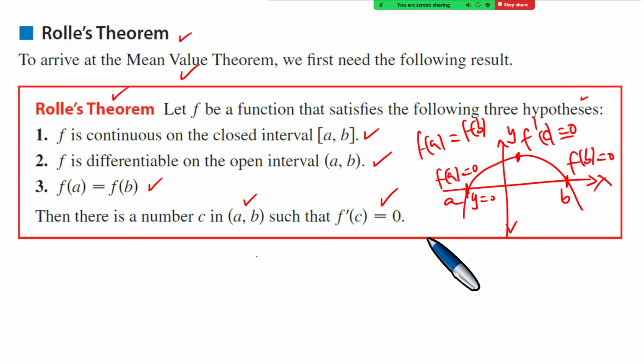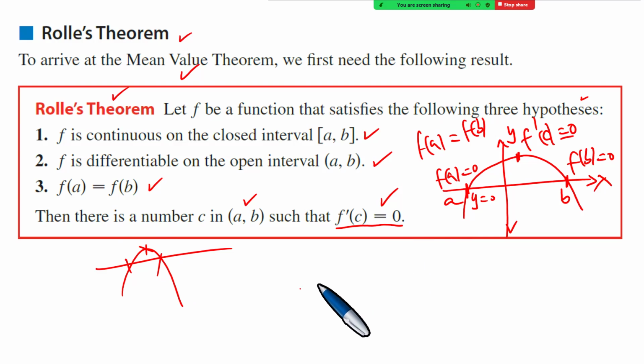So it says that here's a function. It need not cut the x-axis, but here's a function that is such that F of A equals F of B. And if this happens, this theorem says this function must turn somewhere. This function must have a turning point. At the turning point, the derivative of the function is zero. Okay, this is an obvious theorem.